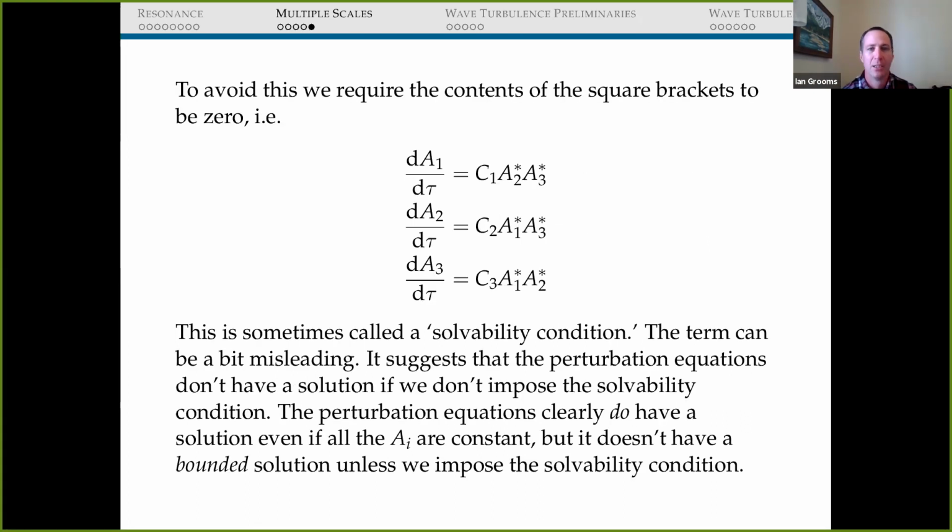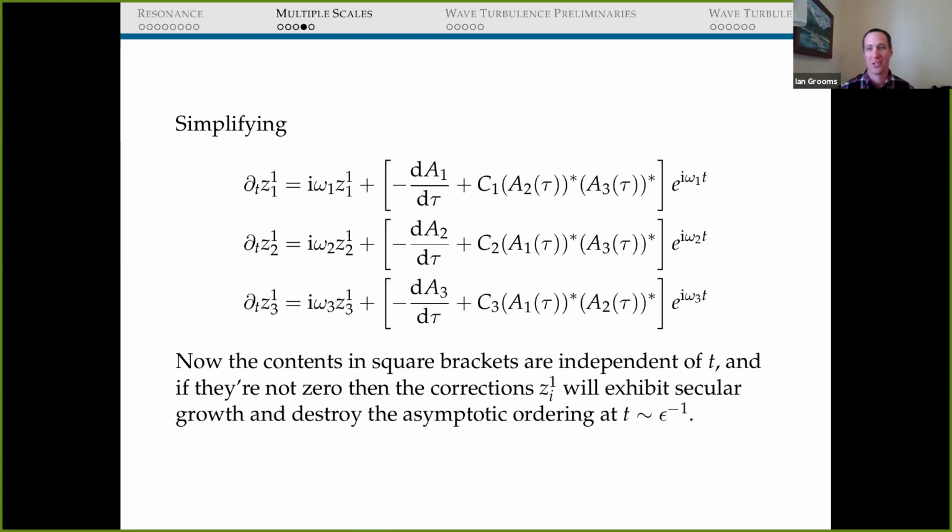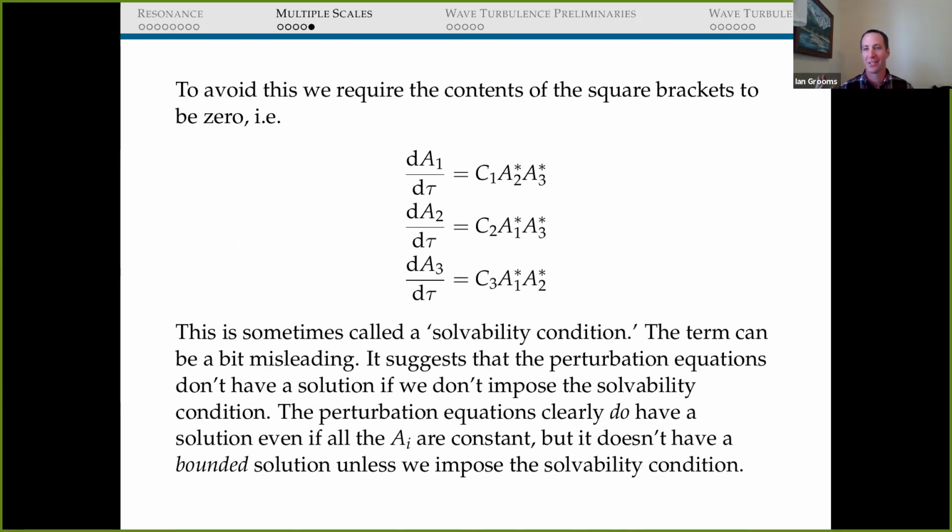Now, let's see. This is the system that you get. Where you set the square brackets to 0, that's sometimes called applying a solvability condition. And that can be a little bit misleading sometimes, because obviously the equation on the previous slide, that has a solution. It's just not a solution that we like, right? So if you want to think of this as a solvability condition, you can think of it as saying, you know what, I want to find a solution of these equations, but I want to find a solution that lives in a function space that I like, something that's bounded for all time. And the only way to get a solution in that function space is if you set the things in square brackets to 0. So solvability doesn't mean if we don't do this, there's no solution. It just means if we don't do this, then the solutions that you get are not things that we like.